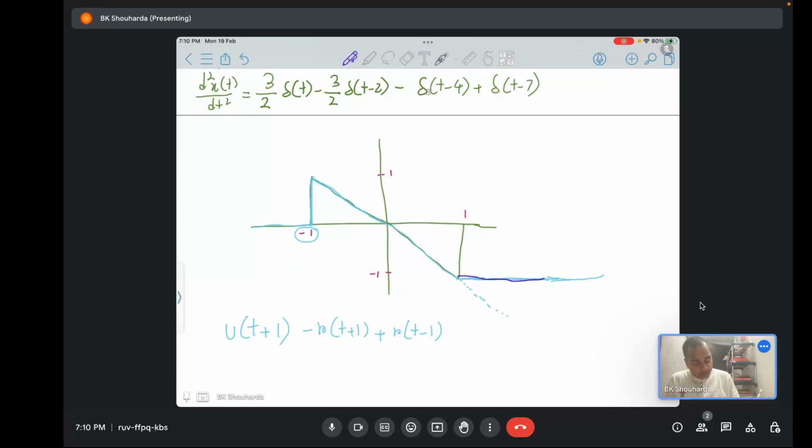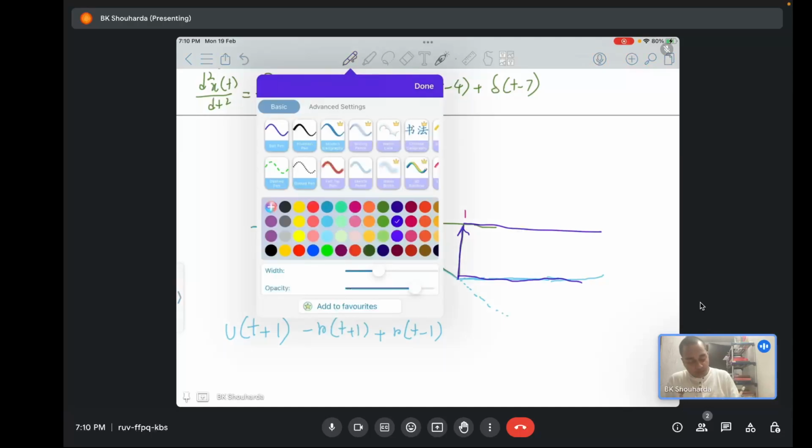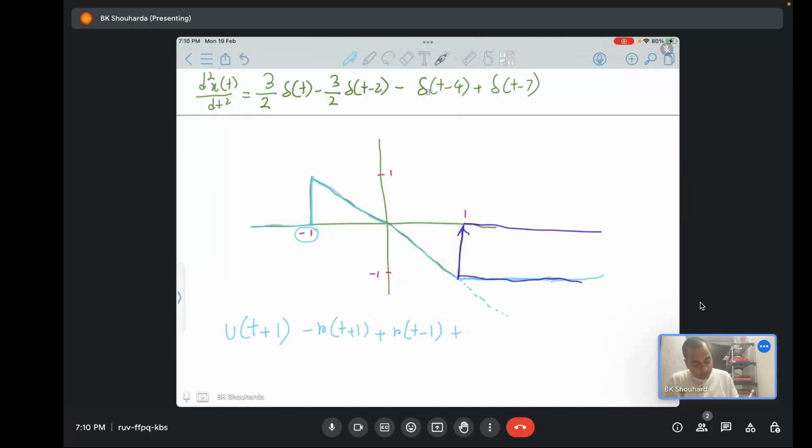Rather than this, I am saying this is the signal. That means I have gone downwards as well. And how much have I gone down? By 1. So what should I write? Plus u(t minus 1). Alright.